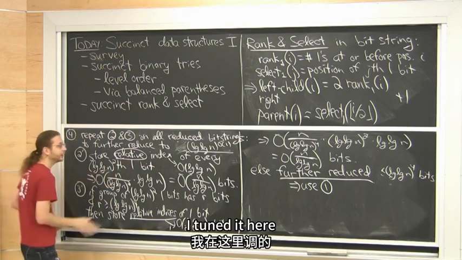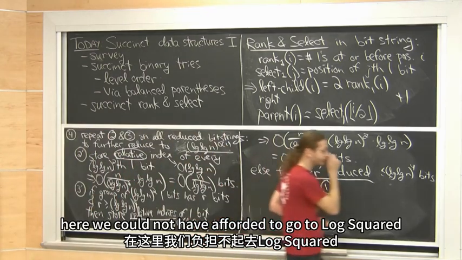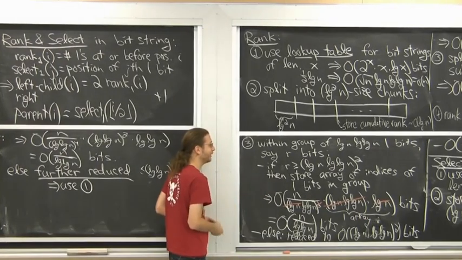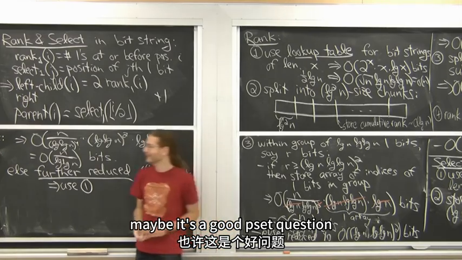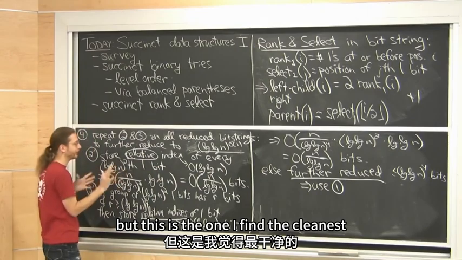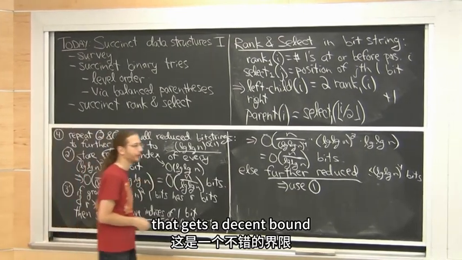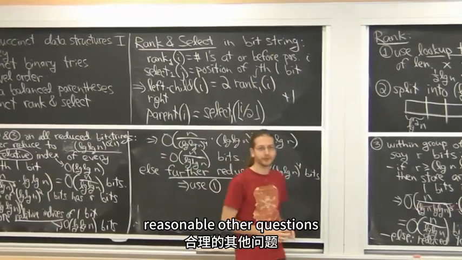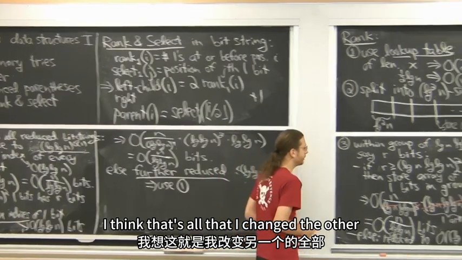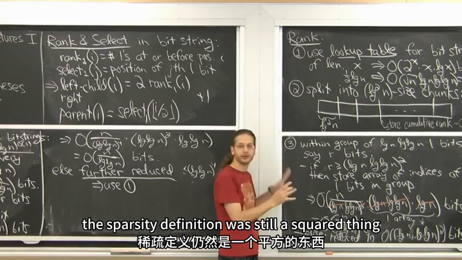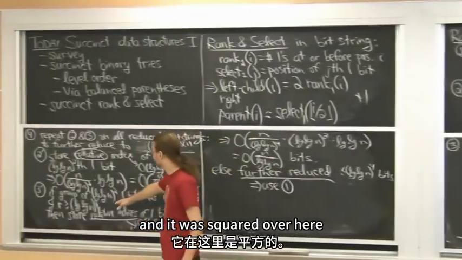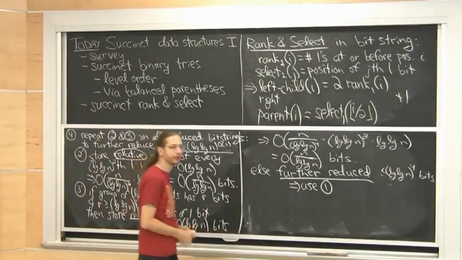I tuned it here. Here we could not have afforded to go to log squared, if I recall correctly, though you can check that. Maybe it's a good PSET question. There's lots of choices that work here, but this is the one I find the cleanest that gets a decent bound. Not the best bound, but reasonable. Other questions? I think that's all that I changed. The sparsity definition was still a squared thing. So it was squared over here, and it was squared over here. It's just the thing we were squaring was a little different.